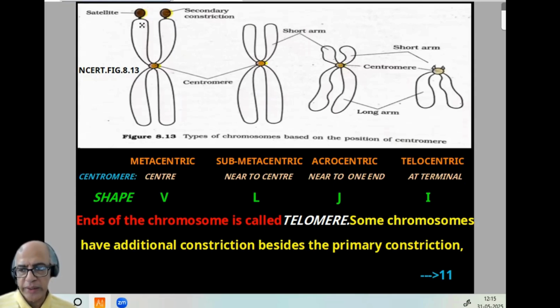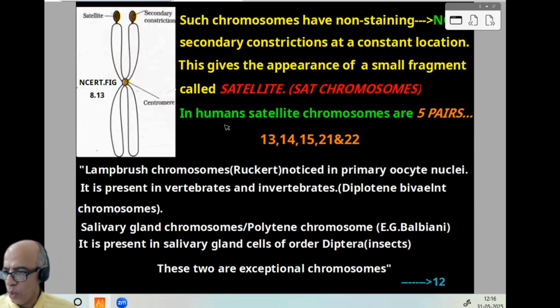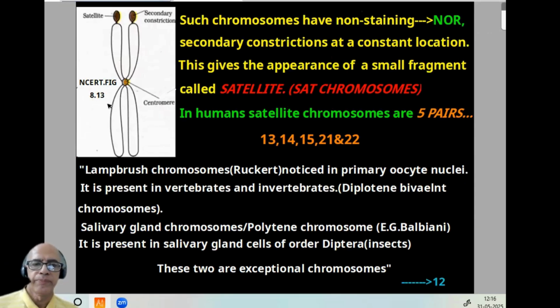It's important in genetic engineering and molecular genetics; we'll be studying it in fingerprinting, etc. In humans, satellite chromosomes are 5 pairs, the important ones being the 13th, 14th, 15th, 21st and 22nd chromosomes. I think the idea is clear. Now we can proceed to the next page, the chromosome with everything labeled, the NCERT diagram.